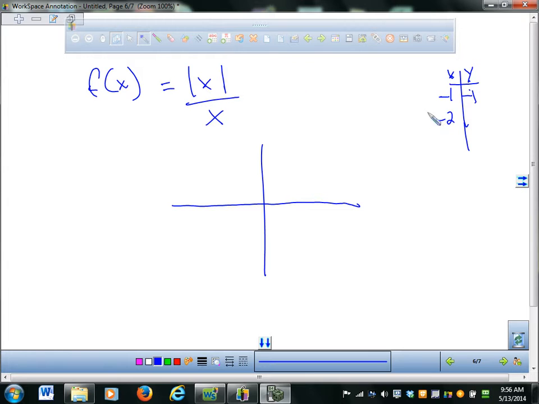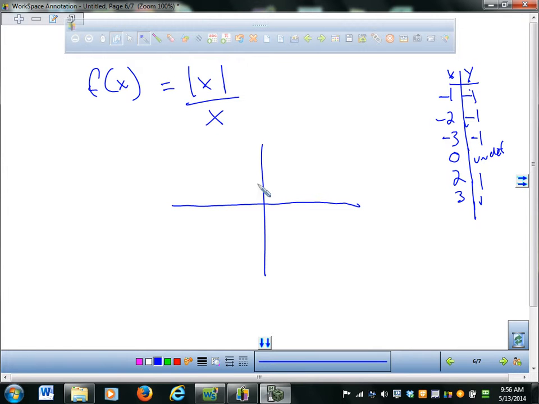No. -1. It's also -1. When x is -3, what's y? -1. When x is 0, what's y? No. Undefined, right? When x is 2, what's y? +1. When x is 3, what's y? You guys all see where I'm getting that from?